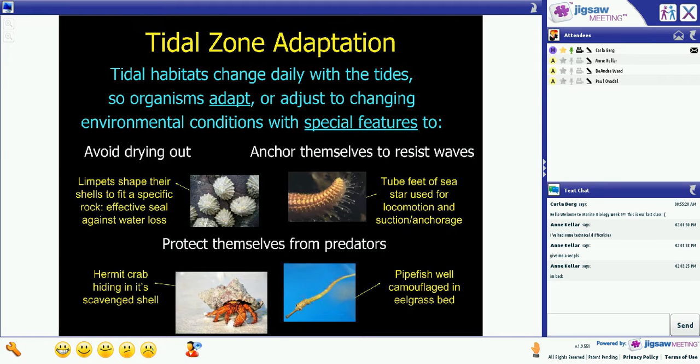How about a snail? How might a snail either protect itself or adapt in another way in a tidal zone? Is anyone here, or am I talking to myself? How might a snail protect itself or have another adaptation or another animal?